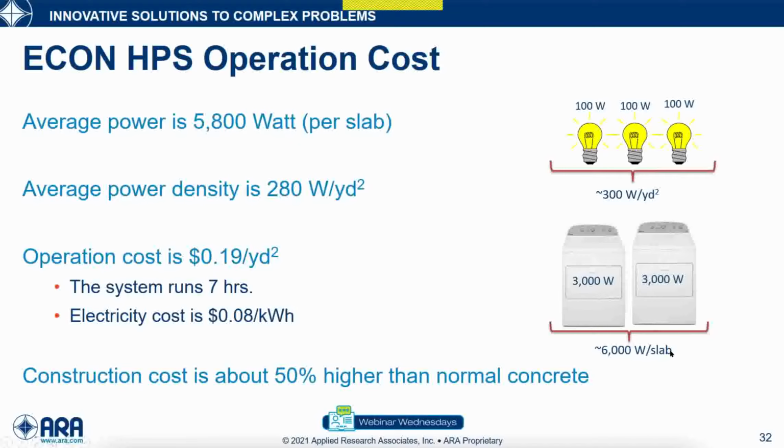And the size of the slab is 15 by 13 feet. And as I mentioned, one of the snow events lasted for 7 hours. So we ran the system for 7 hours. And if you want to calculate the cost for that duration, it is going to be about 19 cents per square yard, based on an electricity cost of 0.08 per kilowatt hour. This is the electricity cost at Iowa State. And the construction cost for this system is about 50% higher than normal concrete.